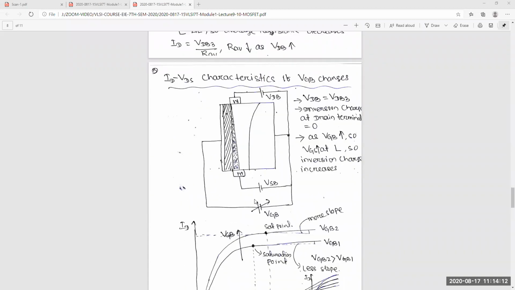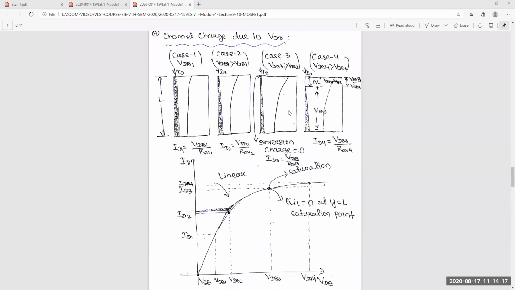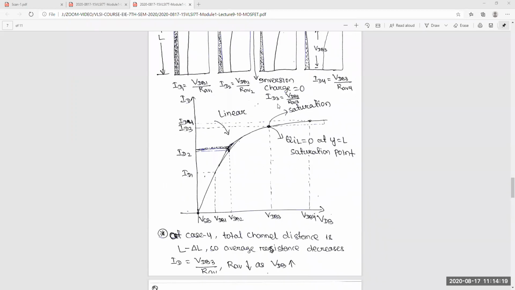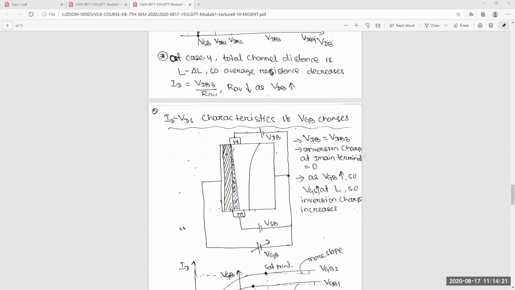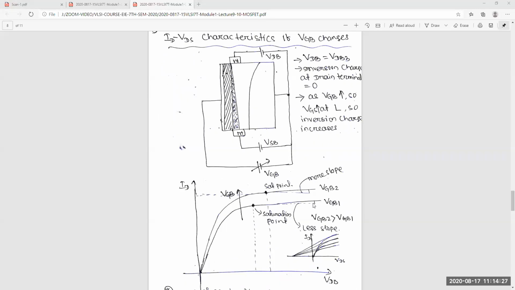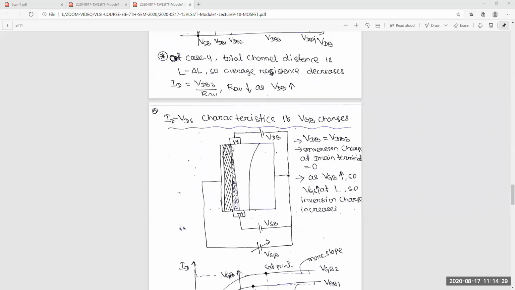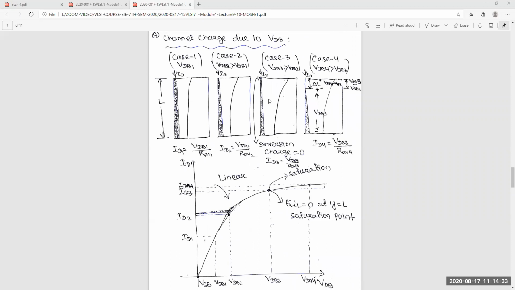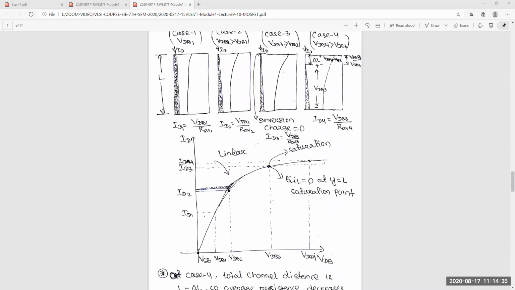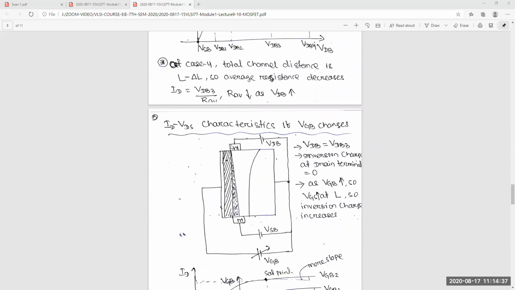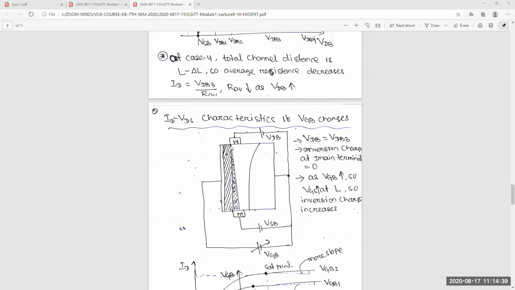Now we'll think in another way. Suppose VDB is constant. In some cases, VDB is constant at threshold voltage, and this is the curve we are getting. This voltage is VDB3, so this is the case at VDB3. At this drain terminal, the charge is almost 0.